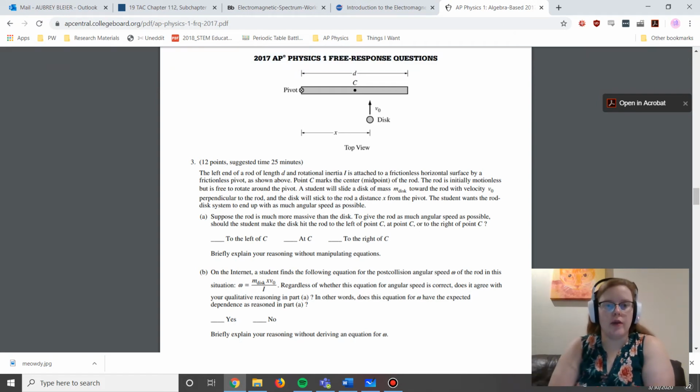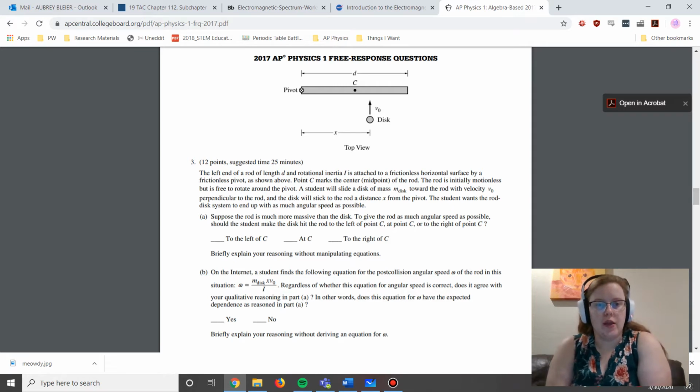Here we are with number 3 for the FRQs. So this one is also 12 points, just like number 2, and we've got rotational motion happening here. Number 3 states that the left end of a rod of length D and rotational inertia I is attached to a frictionless horizontal surface by a frictionless pivot, as shown above. Point C marks the center, or the midpoint, of the rod. The rod is initially motionless, but is free to rotate around the pivot.